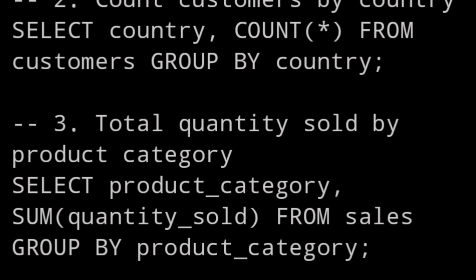Now, let's take a look at another example: count customers by country. Here you select the country and you want to count the customers in each country. We're grouping by the country. So you're going to get a column with country and then another column with the count for those countries.